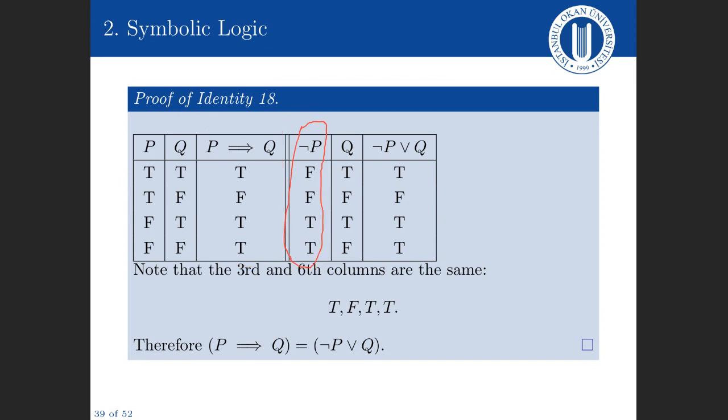Not P is always the opposite of P. P goes true, true, false, false. So not P must be the opposite, false, false, true, true. Likewise, I already have Q. Q and Q are the same, true, false, true, false. Now I only want to look at the right side of the table.